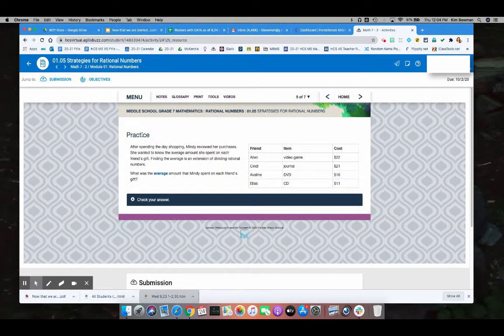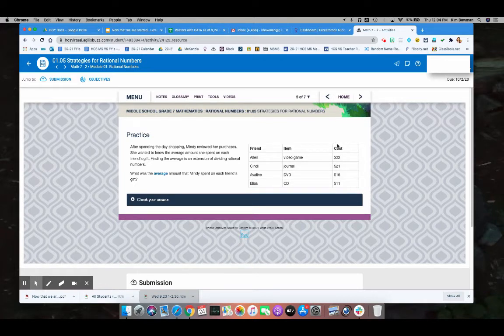So practice. It says after spending the day shopping, she reviewed her purchases and wanted to know the average amount she spent on each friend's gift. Finding the average is an extension of dividing rational numbers. What was the average amount that she spent on each friend's gift? So what you would do to get the average, how many friends did she have? 4. What's the total cost?